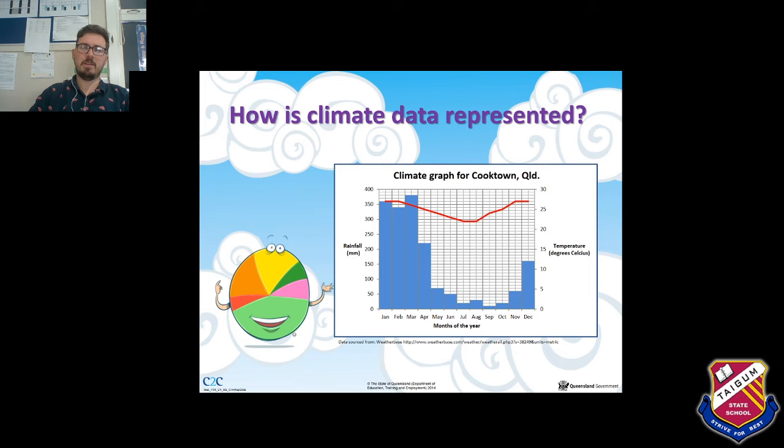How is climate data represented? So we've got rainfall on this axis here. We've got months of the year on this axis here. So this is the axis that doesn't change. I mean, the months of the year always stays the same, doesn't it? But the rainfall and the temperature is what changes. So what they do is they work out the average for each month. Okay, and you can see some patterns there. We get higher temperatures in summer. We also get higher rainfall. And that's in Cooktown, Queensland. So they get especially hot and rainfall in summer.